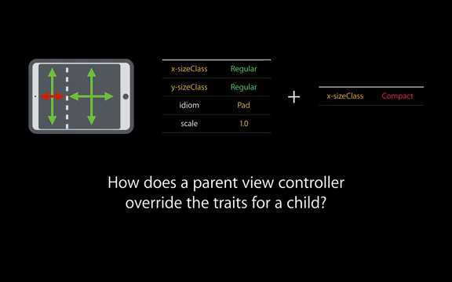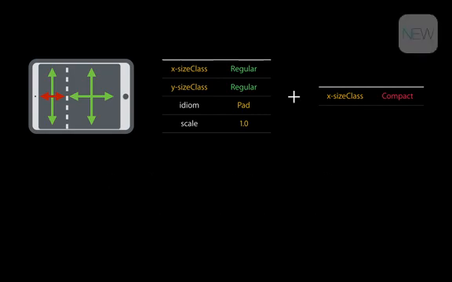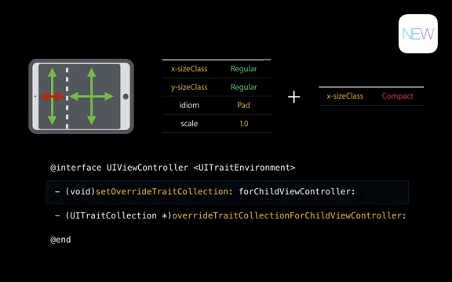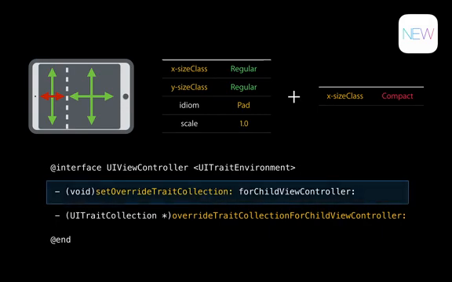So I kind of implied before that a view controller, such as a split view controller, can override the traits for a child. How do you do this? Well, we've introduced a couple of new methods on UIViewController, which allow you to do precisely this. Set override trait collection can be used by a parent to indicate what the appropriate traits are for any one of its children. The trait collection that you pass in this case isn't a point in a trait space. It might just be a single trait value, which is then overridden.